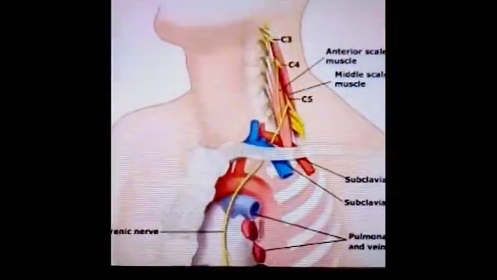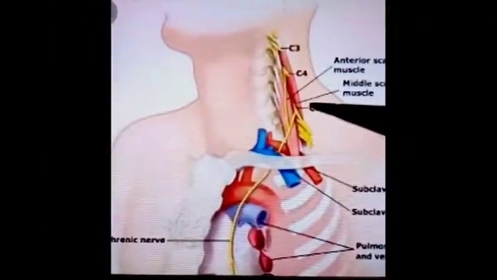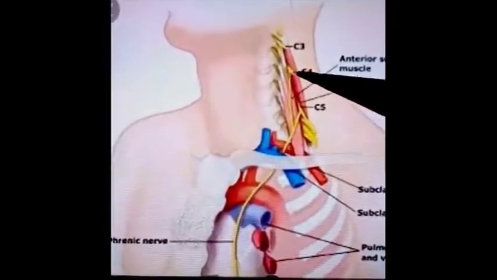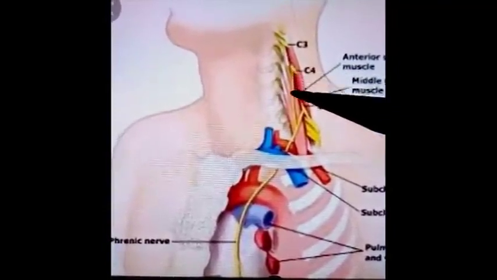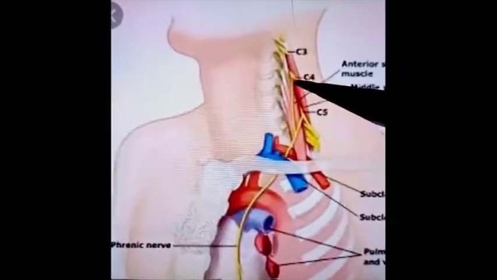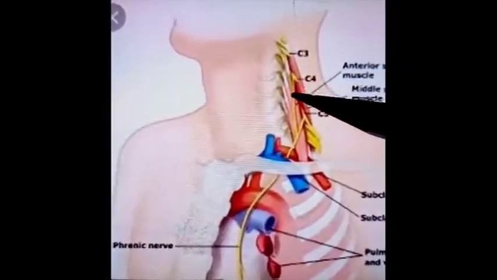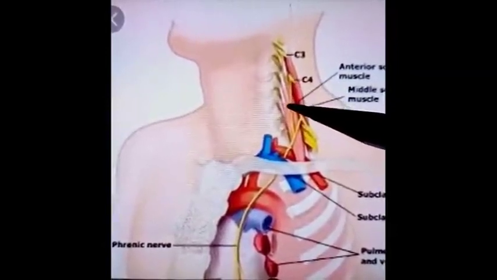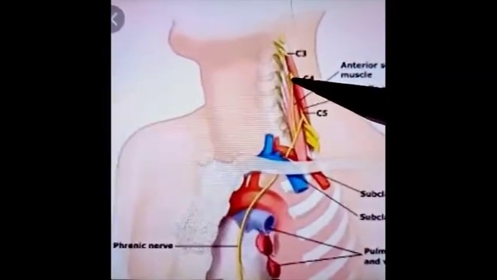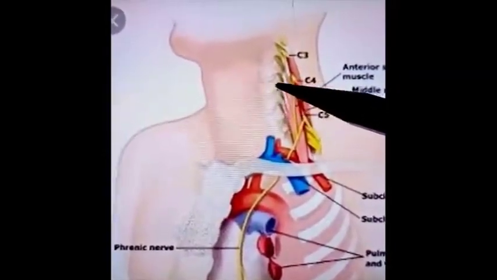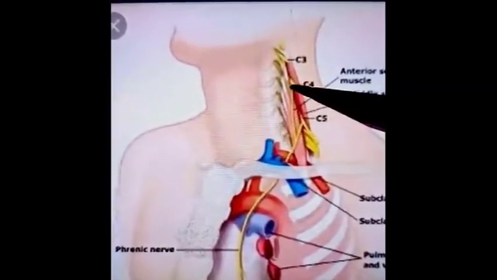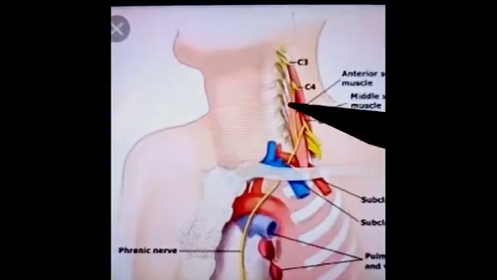Course and relations in the neck. The nerve is formed from the C4 nerve at the lateral border of scalenus anterior muscle. This muscle which is visible here is scalenus anterior, and from the C4 nerve, this nerve is formed at the lateral border of scalenus anterior. This level lies at the level of the upper border of the thyroid cartilage in the neck, and also it is the level of the middle of the sternocleidomastoid muscle.